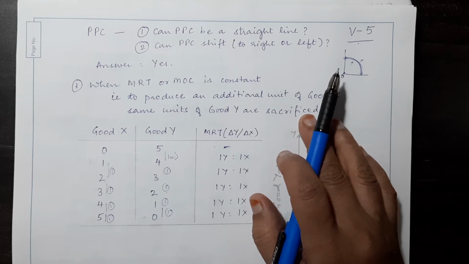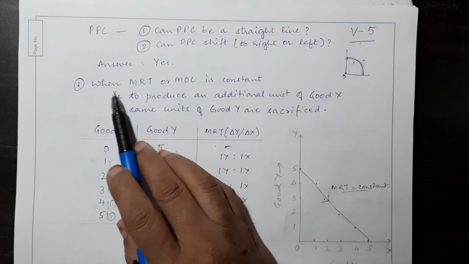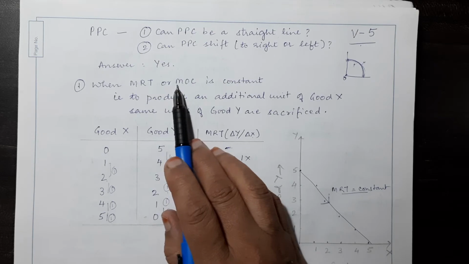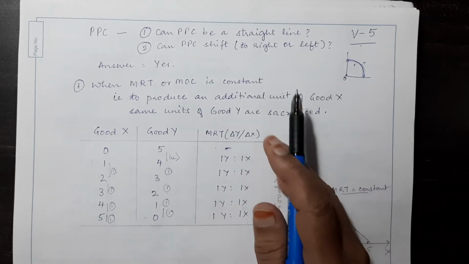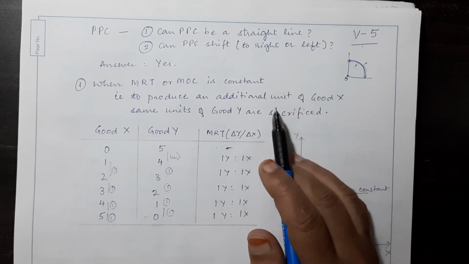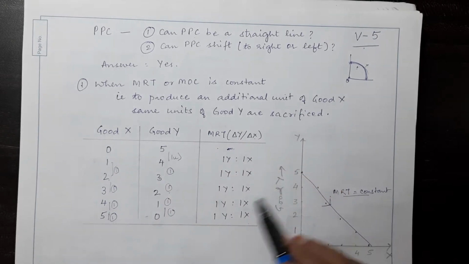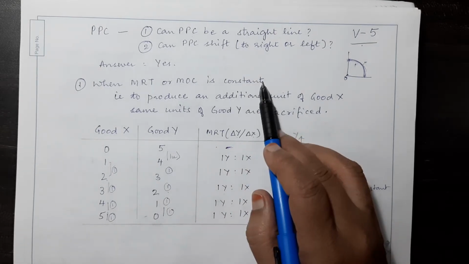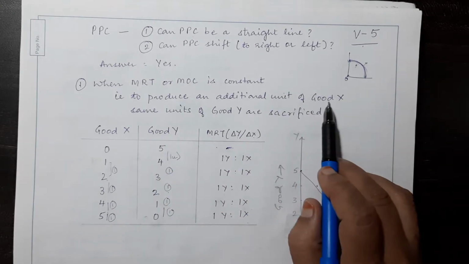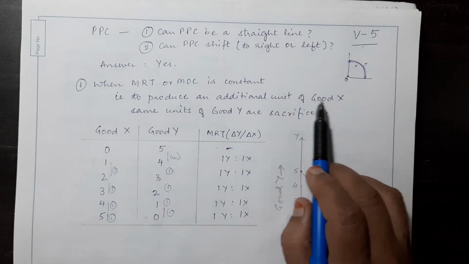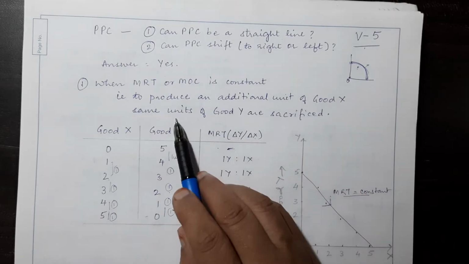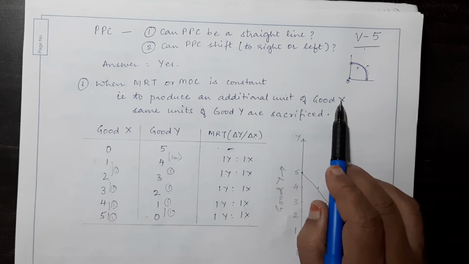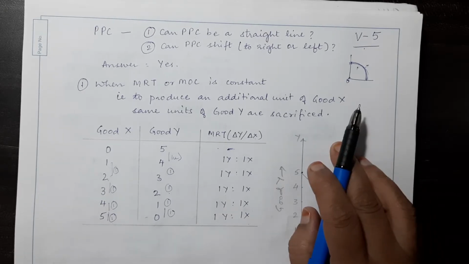All right. So when the marginal rate of transformation or marginal opportunity cost is constant, then we can find the graph to be a straight line. Let's discuss this with the help of an example. What do you mean by constant? It is that to produce an additional unit of good X, the same units of good Y are sacrificed.